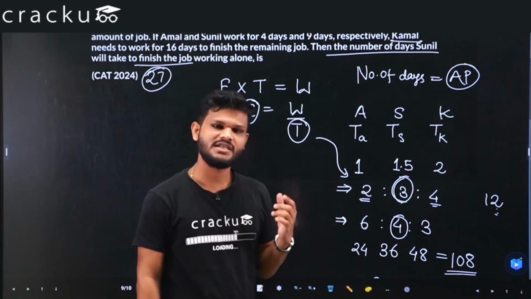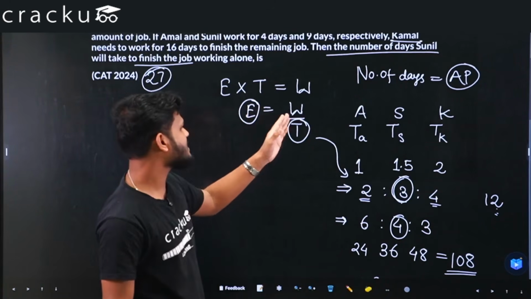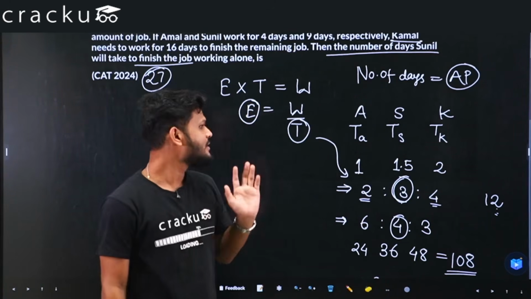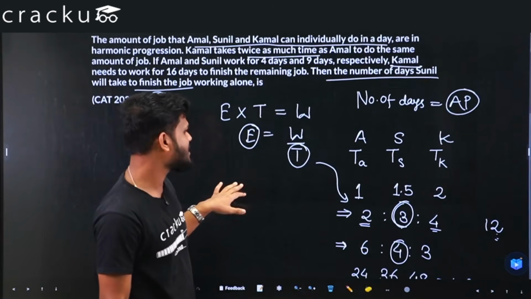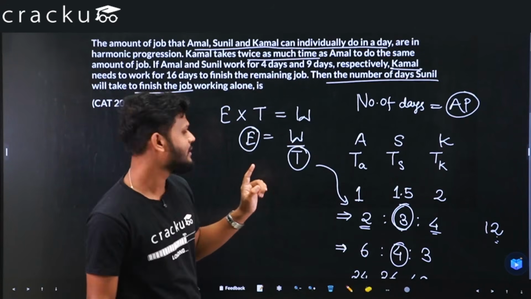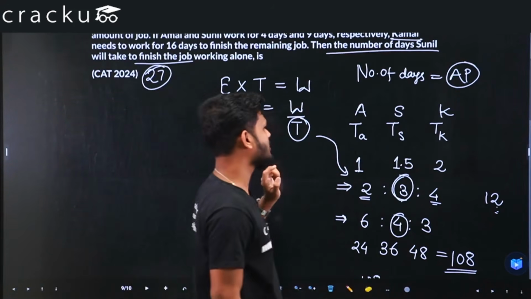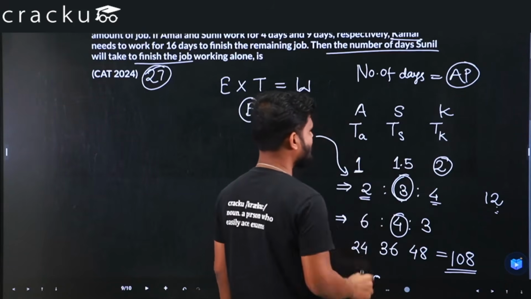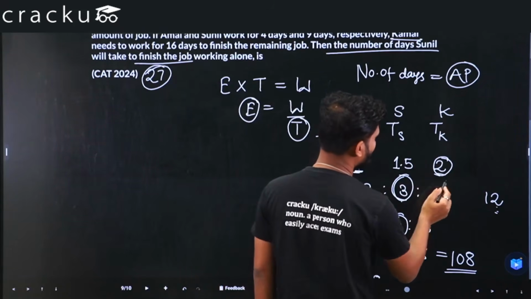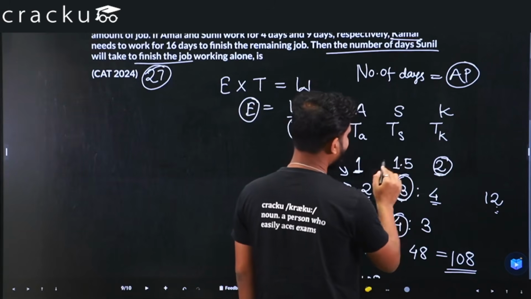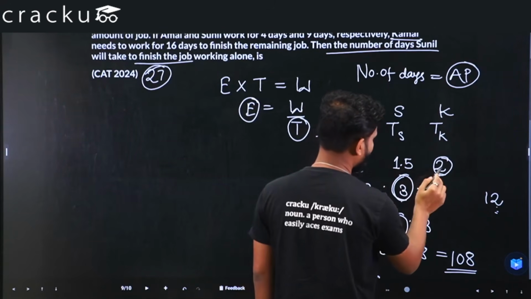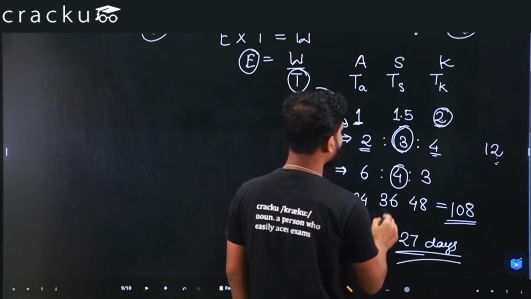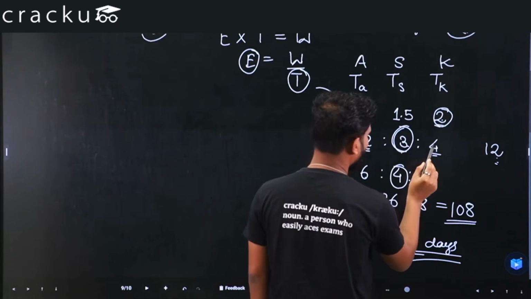We didn't write. We just understood that efficiency is inversely proportional to the time. So if efficiency is in a harmonic progression, time should be in an arithmetic progression. It was given K takes double the time of A. So if A takes 1 day, K will take 2 days. And as these are in AP, this will be 1, 1.5, 2. This ratio can also be written as 2, 3 and 4.